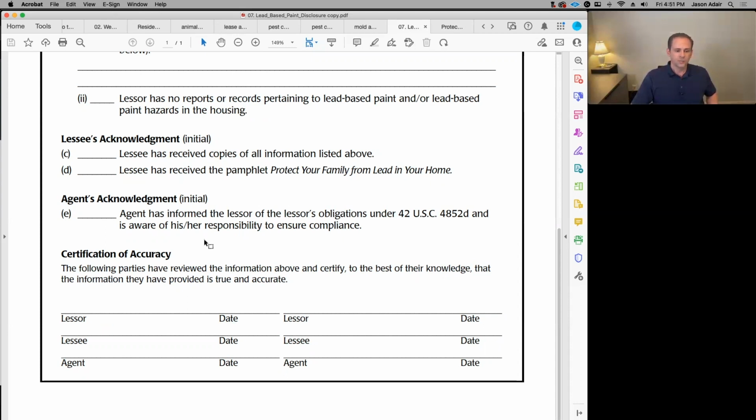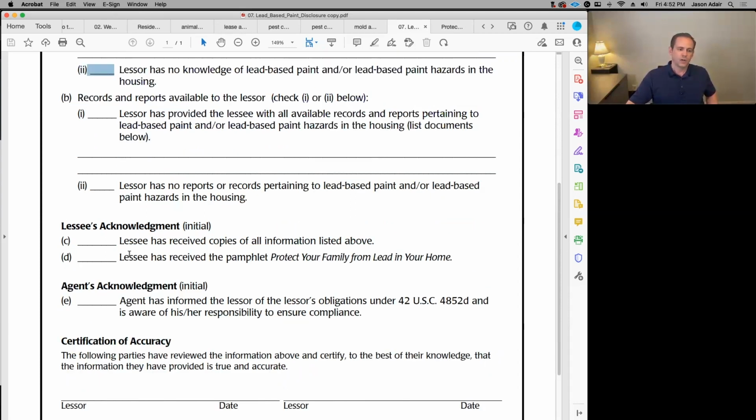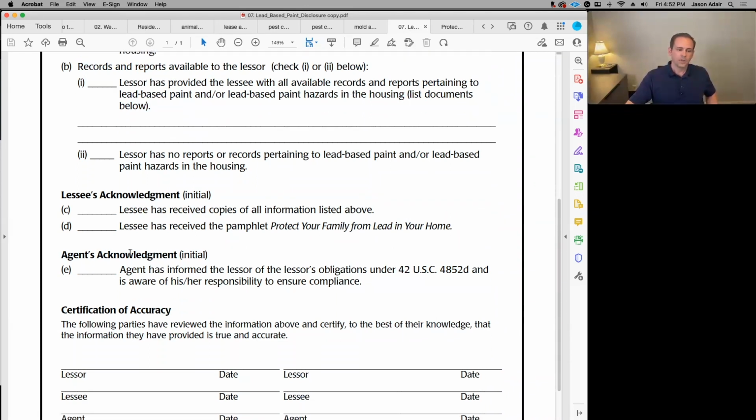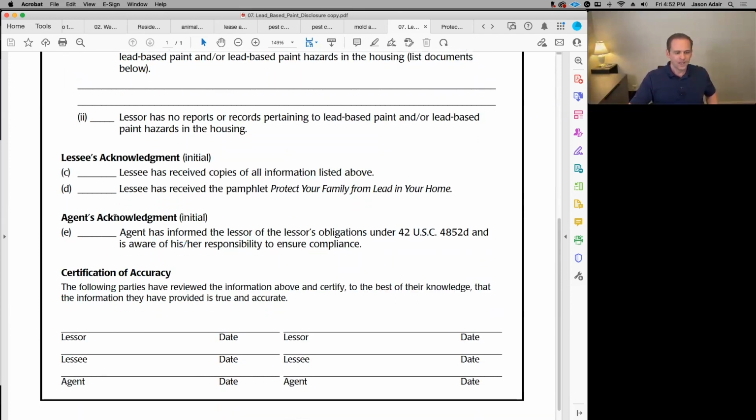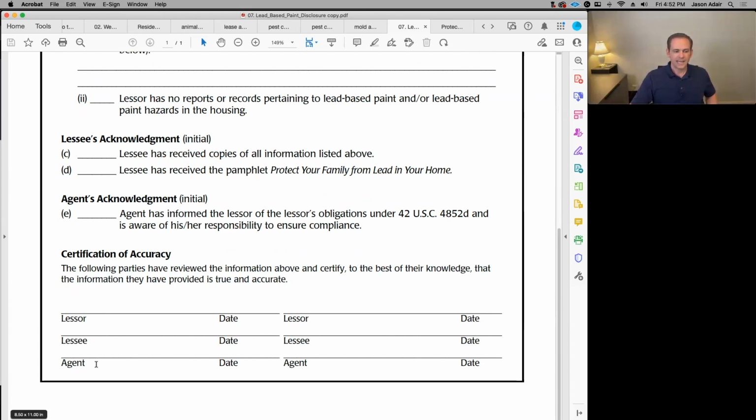And then agent's acknowledgement. If you are acting as an agent for the owner, the agent has informed the lessor of their obligation. So if you're a real estate agent, or a property manager or whatever, this is an extra additional initial that the property manager has to do. So the property manager can initial for the lessor, the property owner, because they're acting as agent. The lessee has to initial, and then the property manager has to initial as well. And then here are the signatures. Lessor, lessee, agent. You sign for the lessor. Lessee signs. Agent signs. You're the agent.